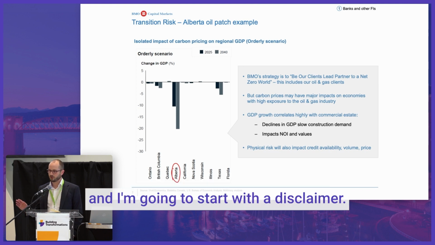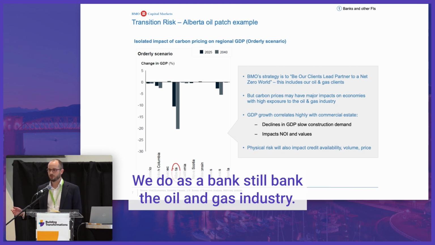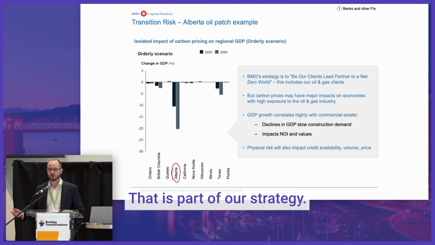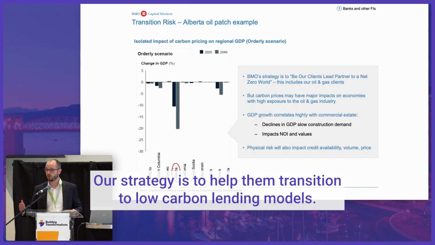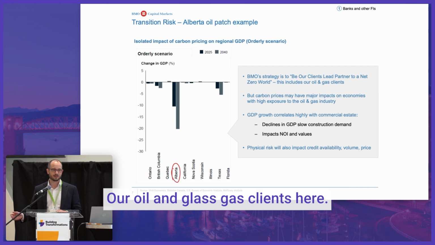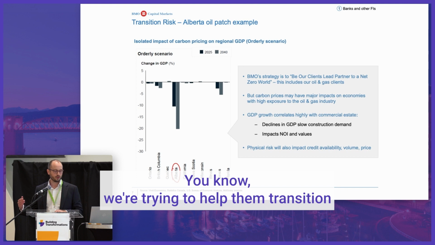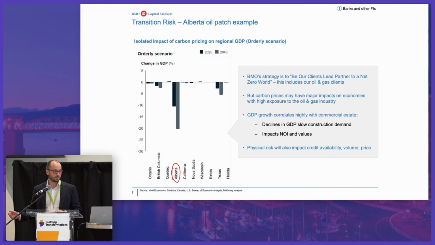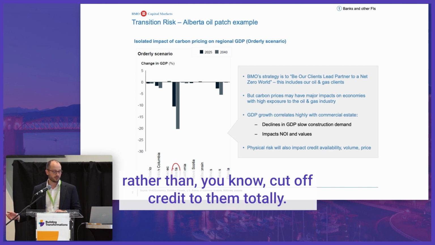And I'm going to start with a disclaimer. We do, as a bank, still bank the oil and gas industry. That is part of our strategy. Our strategy is to help them transition to low carbon lending models. So I'm not throwing spears at our oil and gas clients here. We're trying to help them transition rather than cut off credit to them totally.